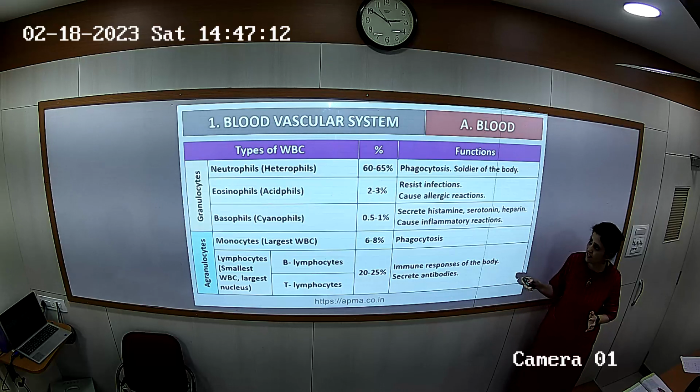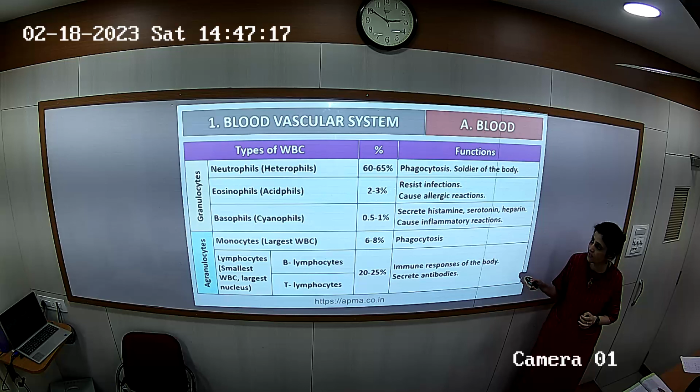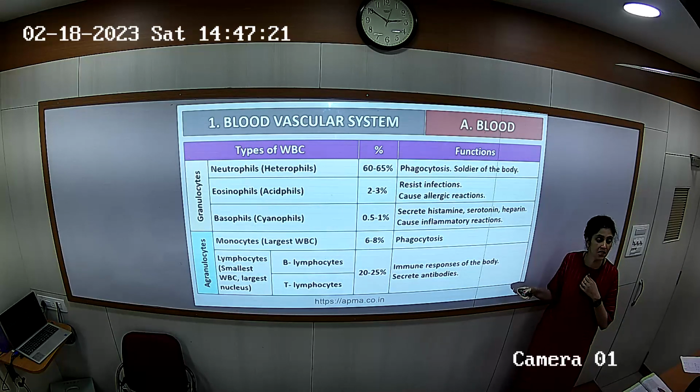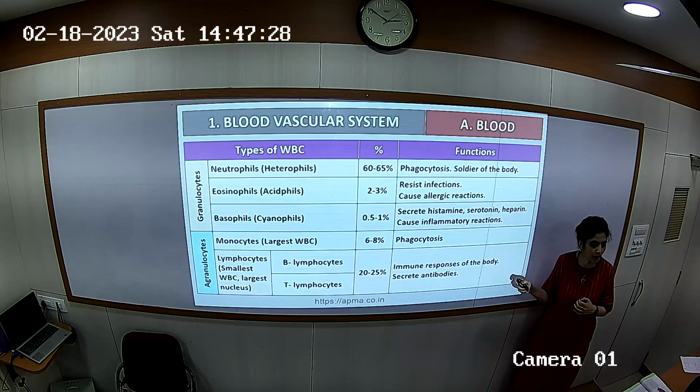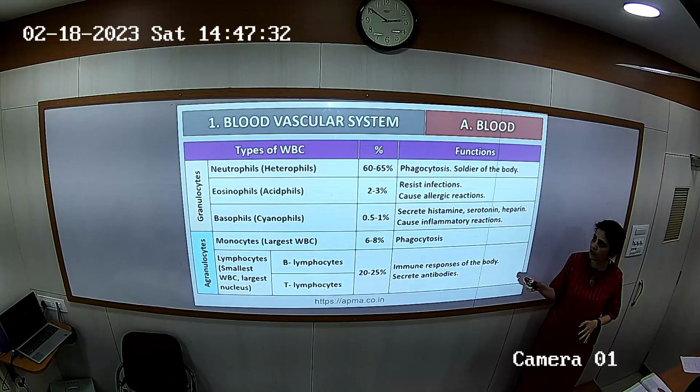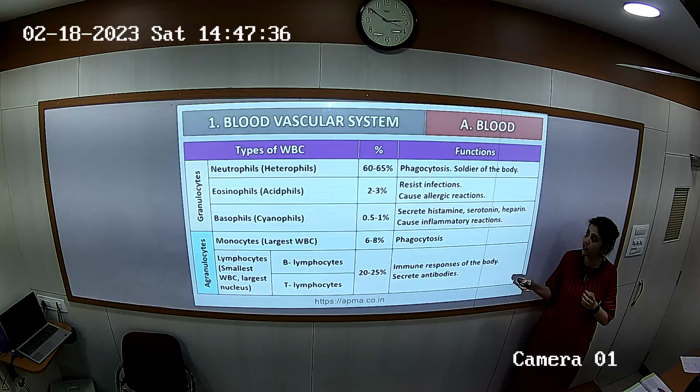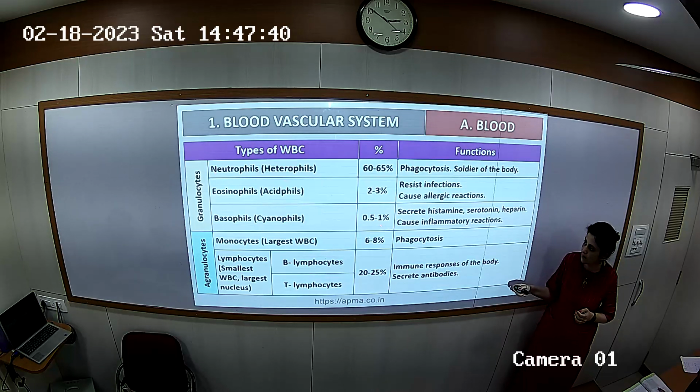Eosinophils, neutrophils are 60 to 65%, which is number 1. Eosinophils are 3%. They resist infection, so they also have a role. They secrete substances which help in resisting infection. And eosinophils play a role in allergic reactions. Very important, common. Everything is printed in the text. Go home and read. Whatever part of the chapter we have finished, go home and read. They cause allergic reaction. Basophils, smallest type, smallest number, 0.5 to 1%.